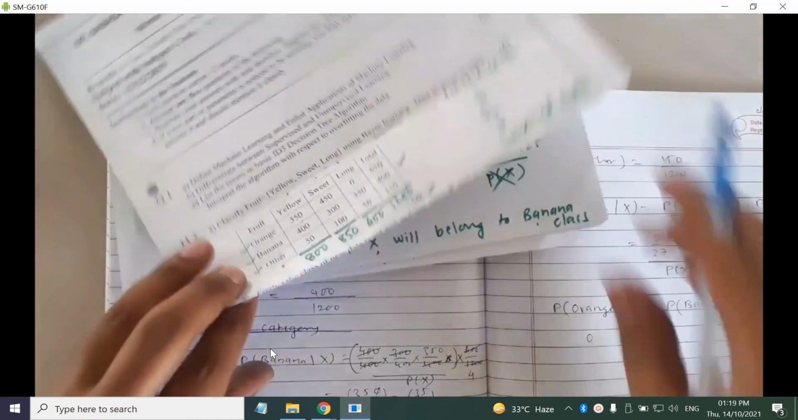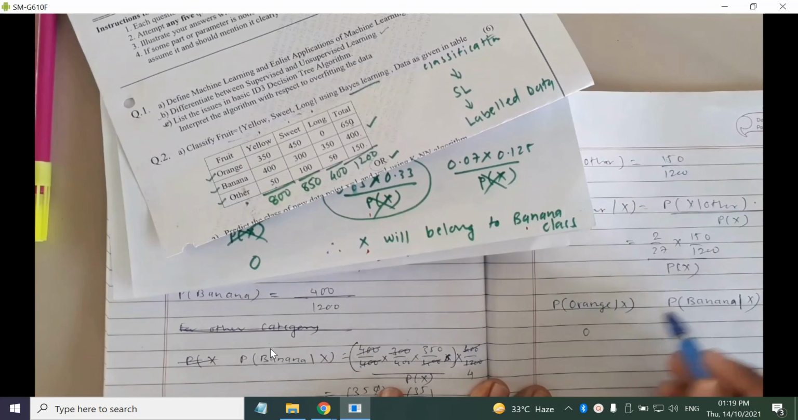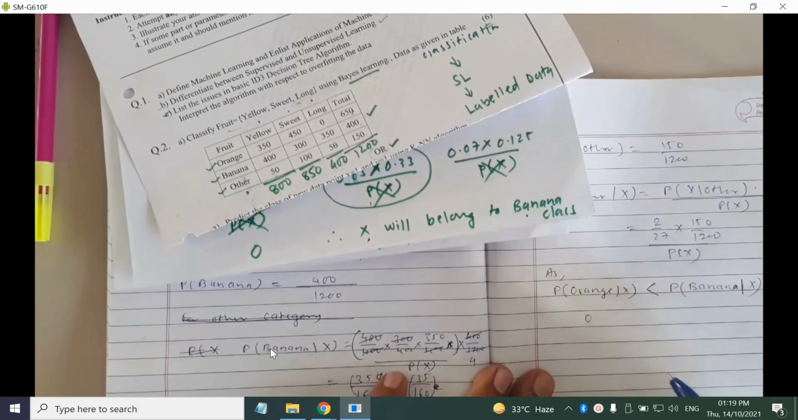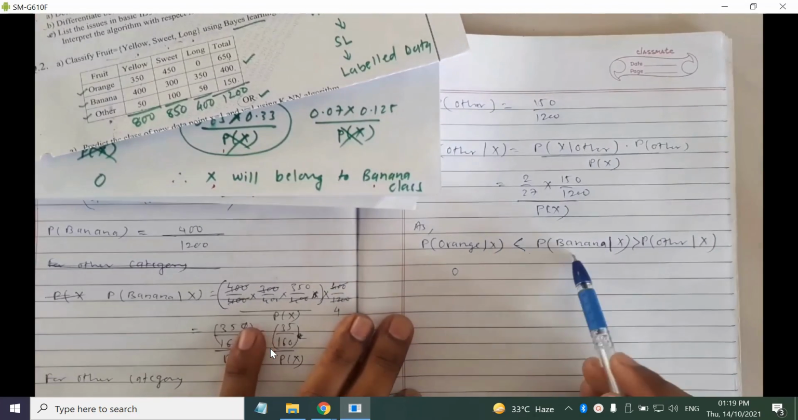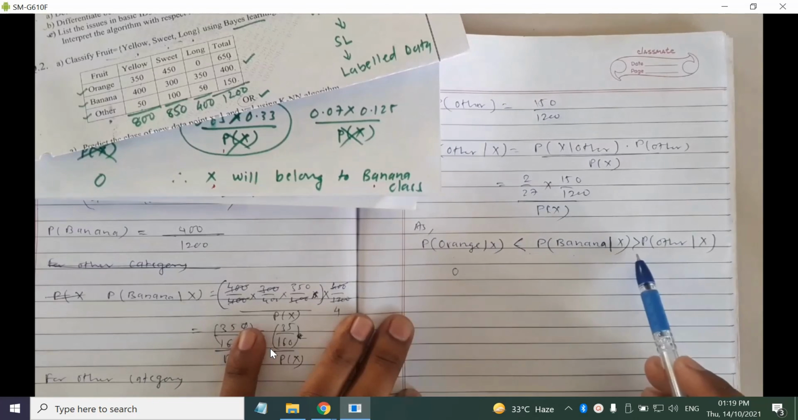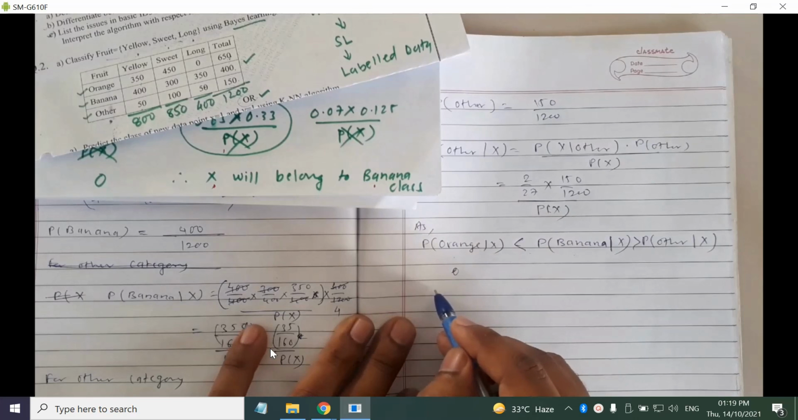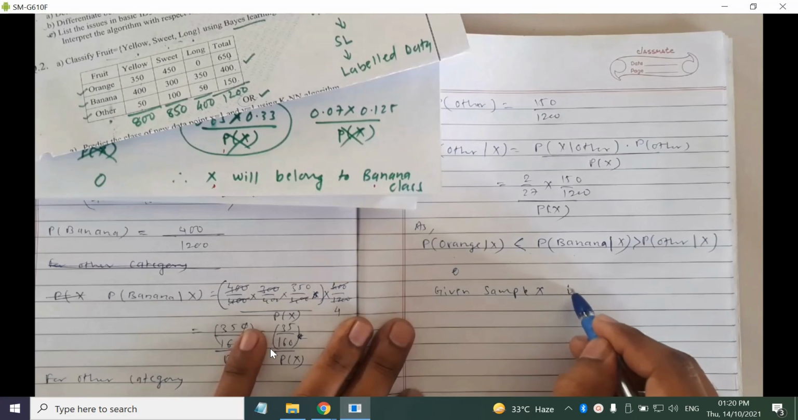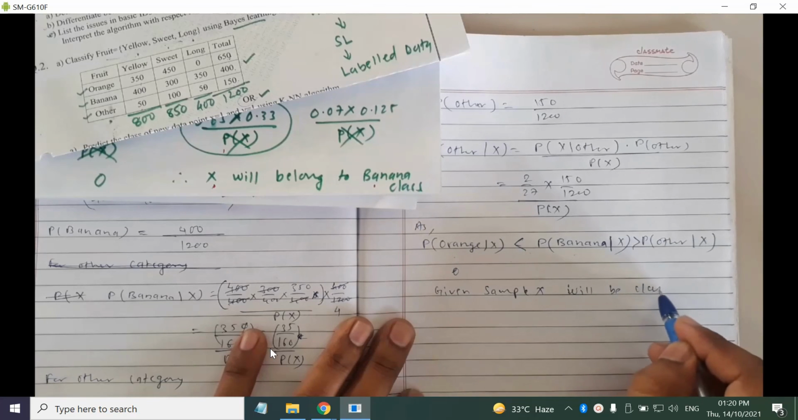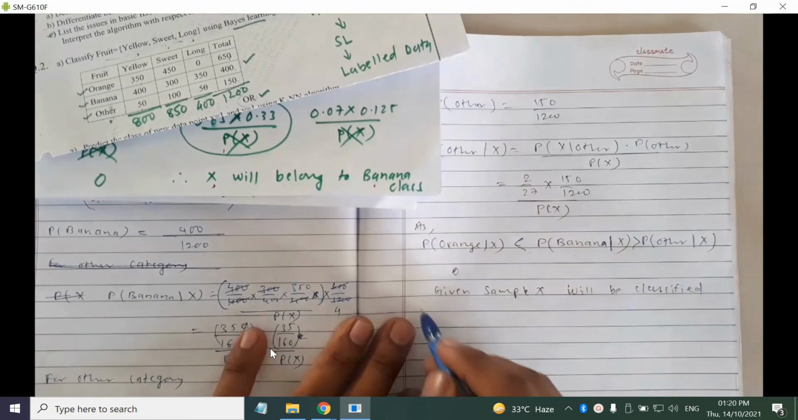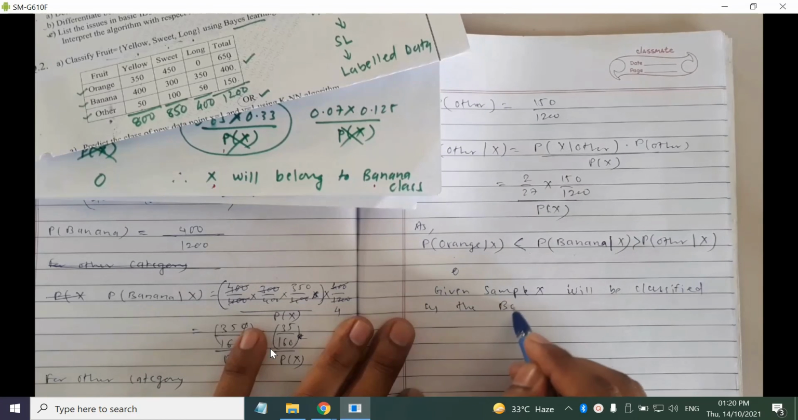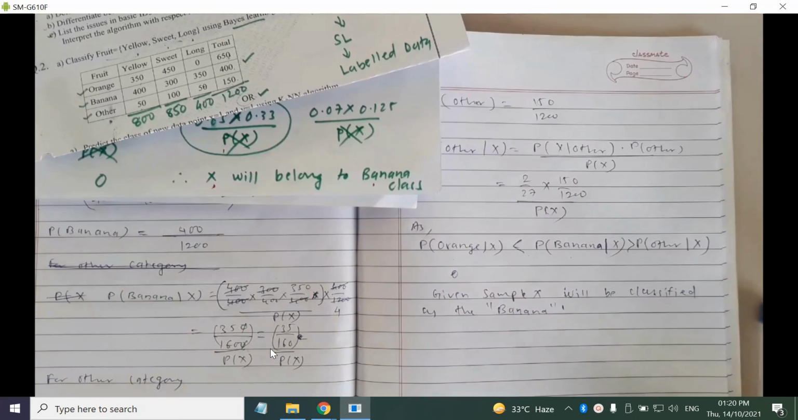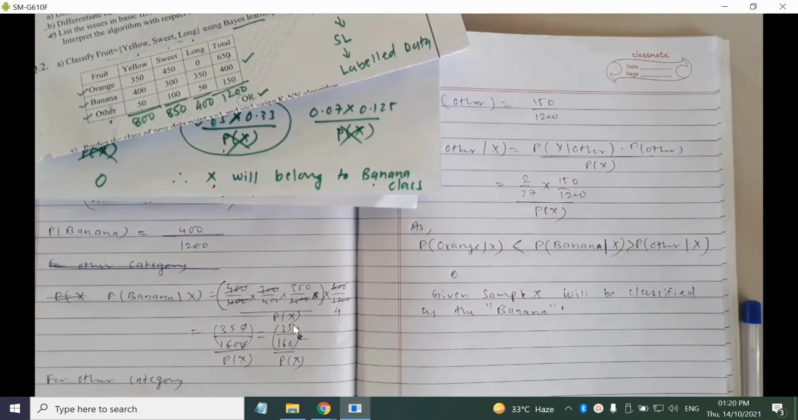Okay, so any doubt? This value is greater. Here the banana value is greater than orange and also greater than other. So the given sample x will be classified as banana. Okay, so any doubt now? We'll be solving 2 more problems based on this.